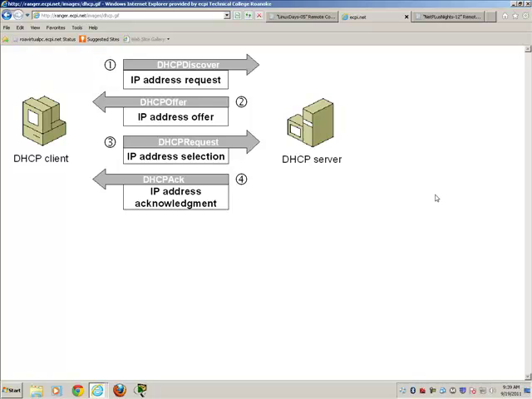DHCP, really cool letters, Dynamic Host Configuration Protocol. What that means is that we can automatically send IP addressing information, including the IP address, the default gateway based on what we're sending out, the DNS server. If we had other services that we needed to send to that machine, we could configure them in DHCP. You will have the opportunity on more than one occasion to configure DHCP as you go through the course.